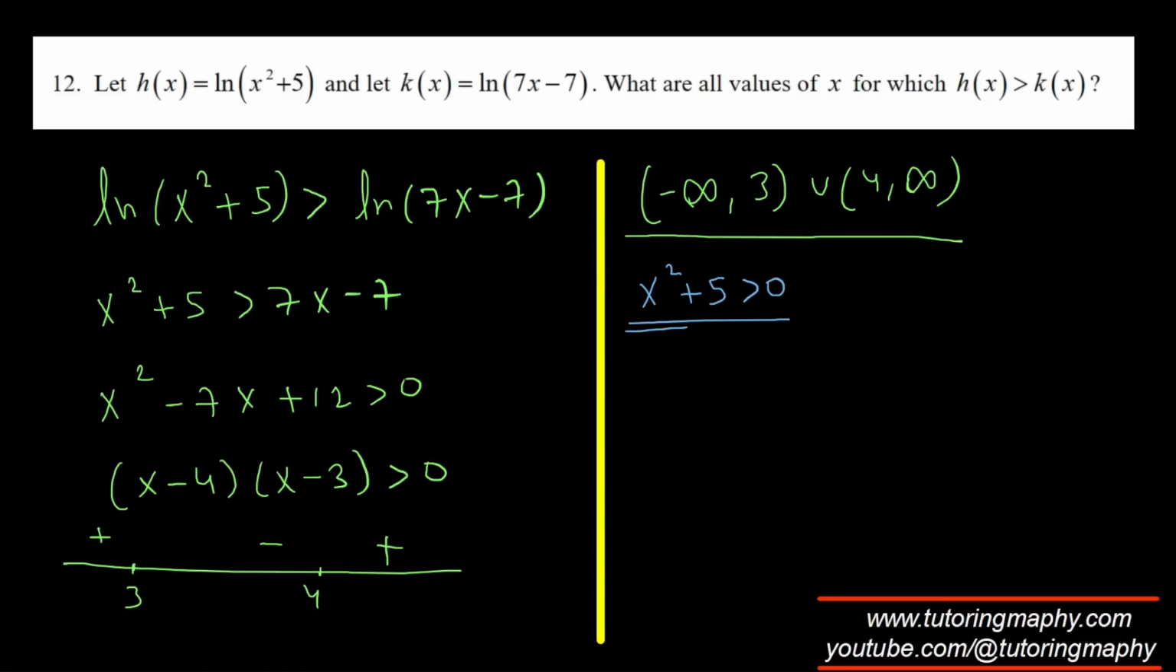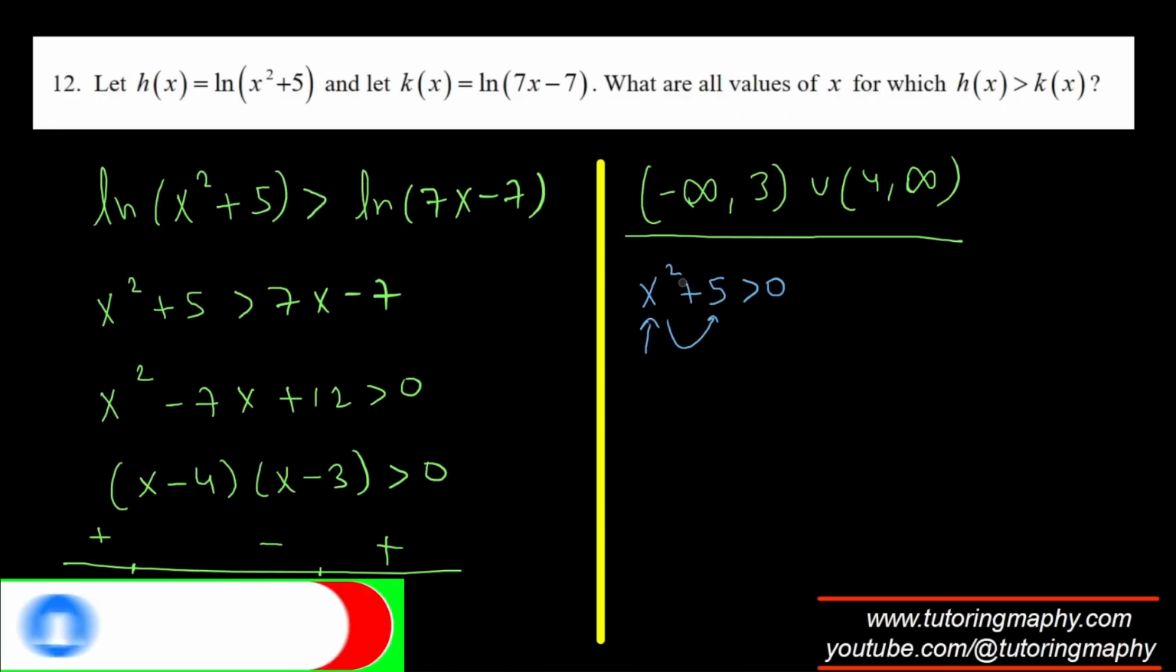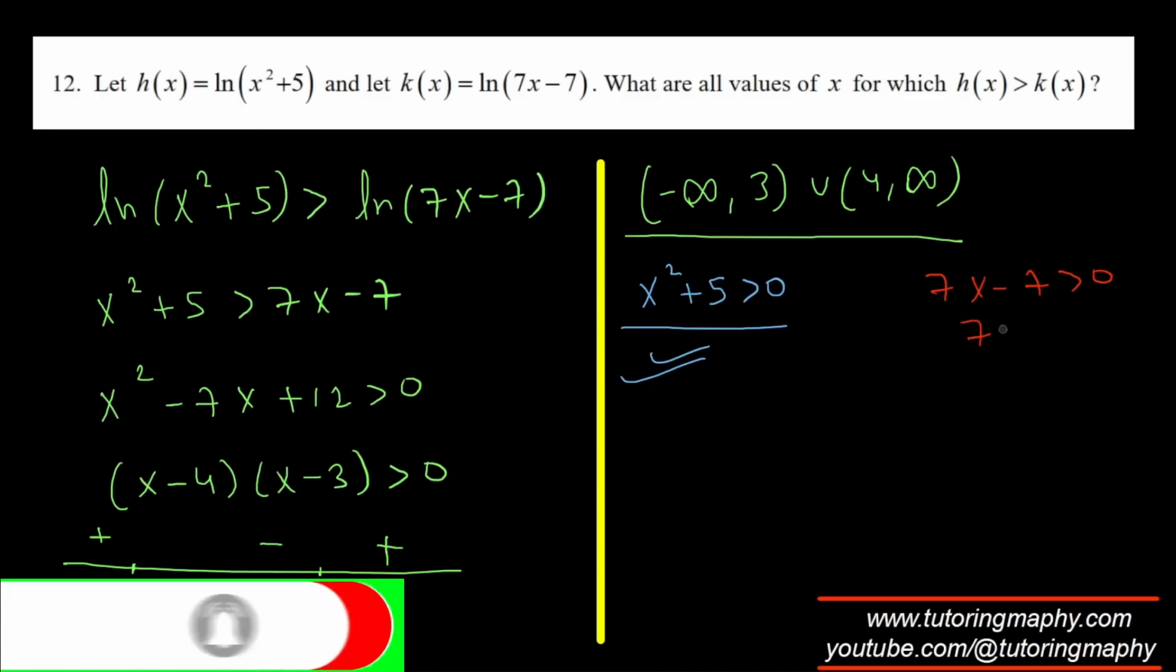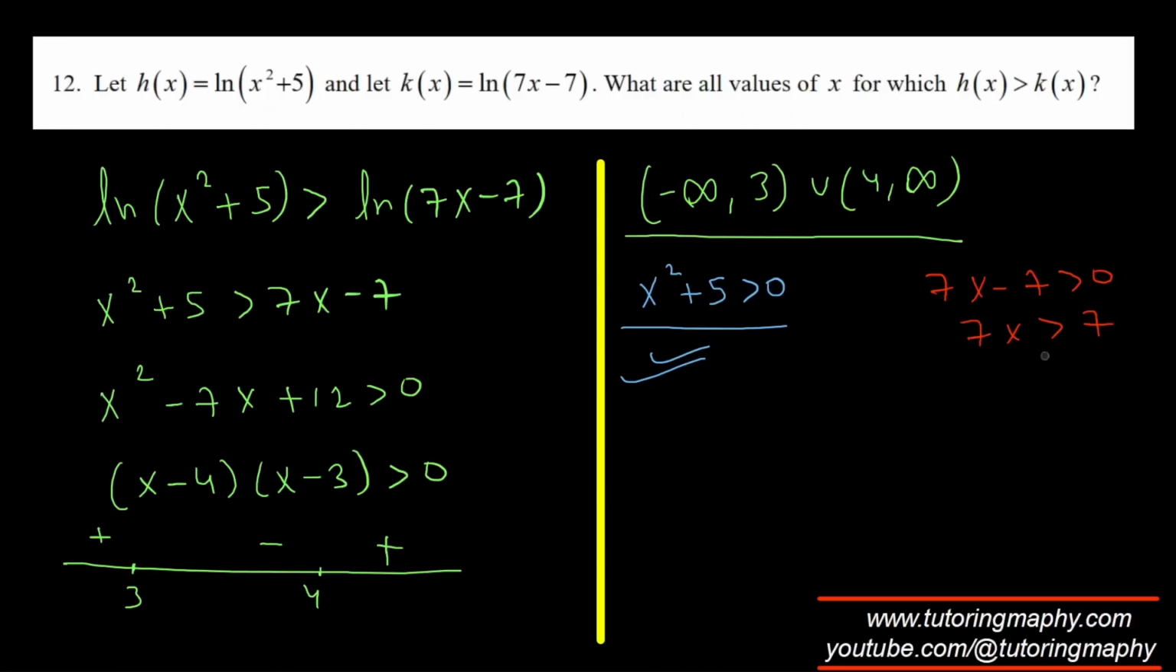I mean, this is always positive, right? X squared is always a positive number. You add another positive to it, it is always positive. So this is always happy. The other guy, 7x minus 7 is greater than 0 when 7x is greater than 7, which means that x is greater than 1. And I just need to ask when are the green and the blue one intersecting or overlapping, when are they both happy.